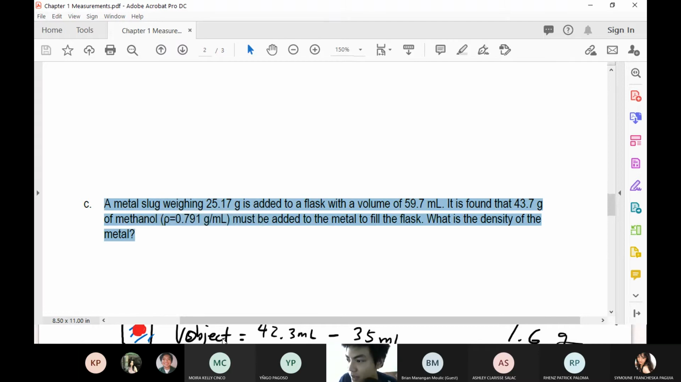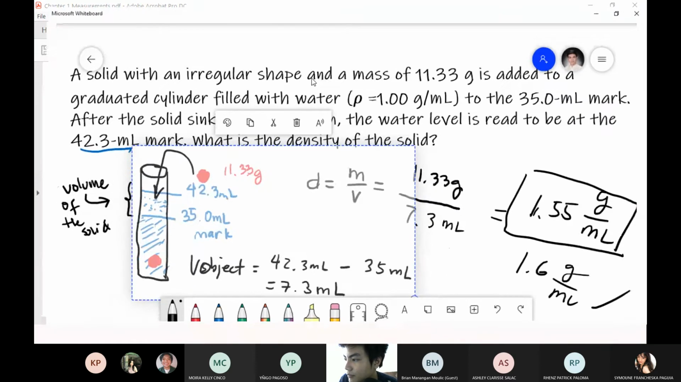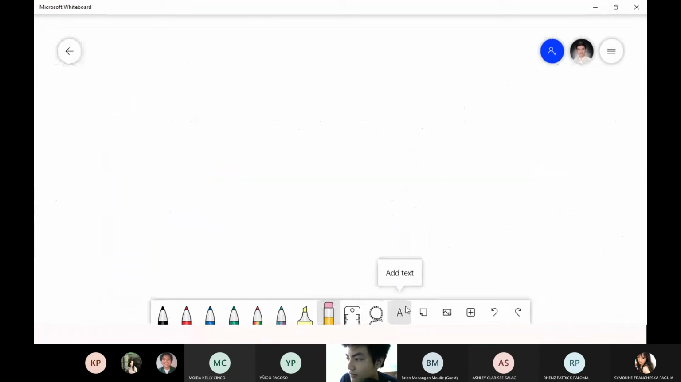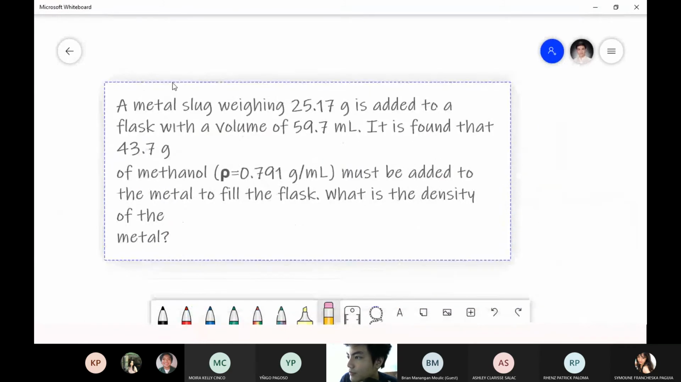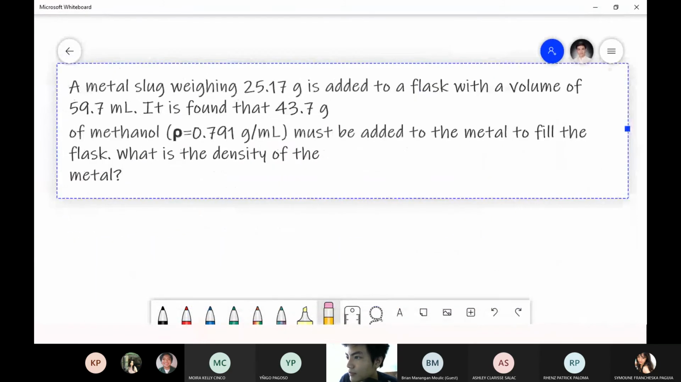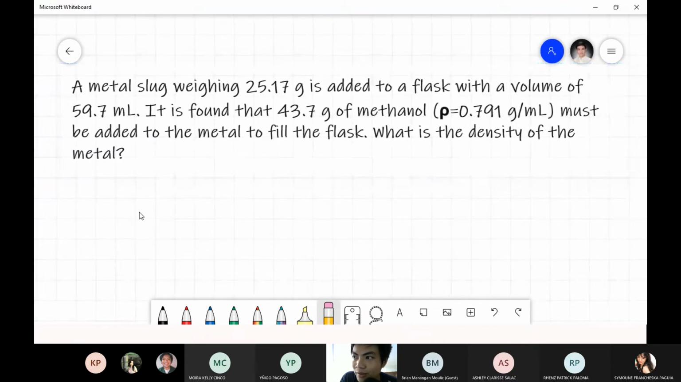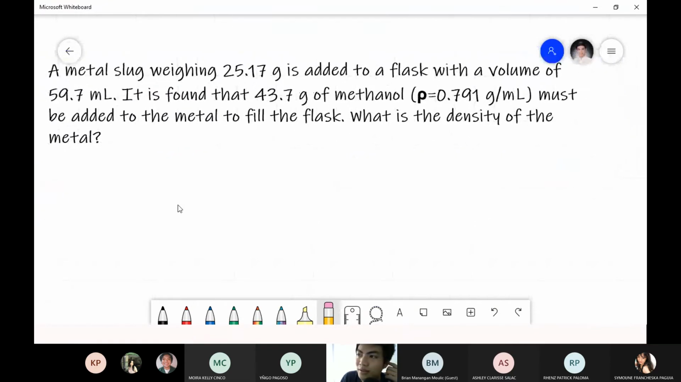Let's try this letter C. Ito, tricky problem ulit to. Ngayon na tayo nagsasagot kasi medyo marami pa tayong time eh. Okay, ayan. Let's try to answer this.